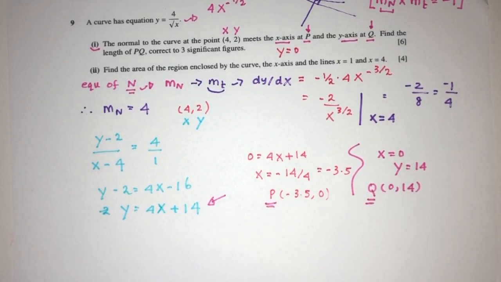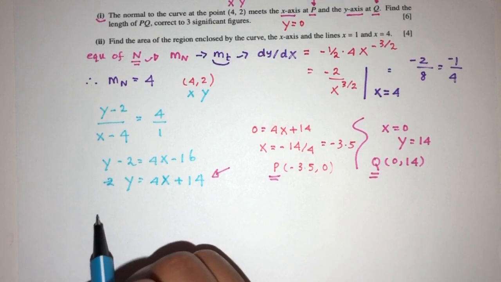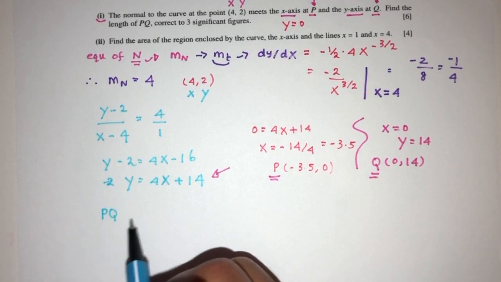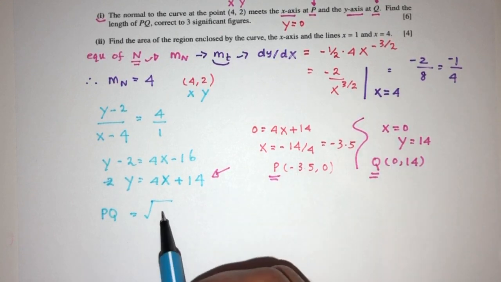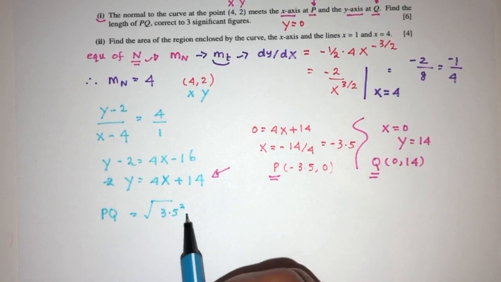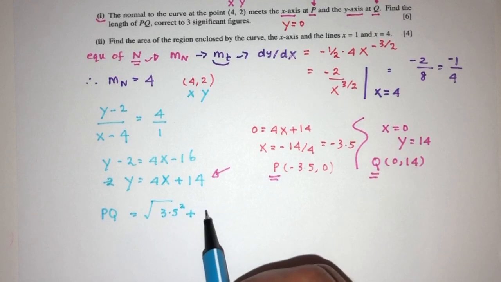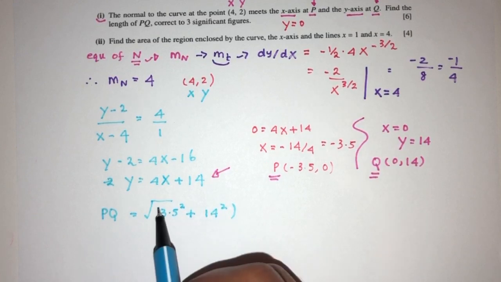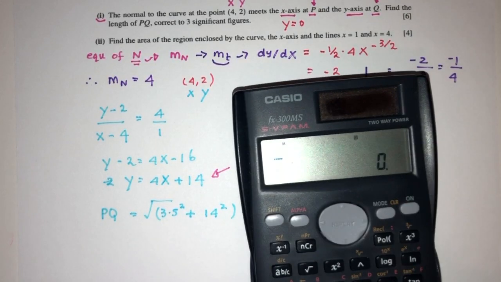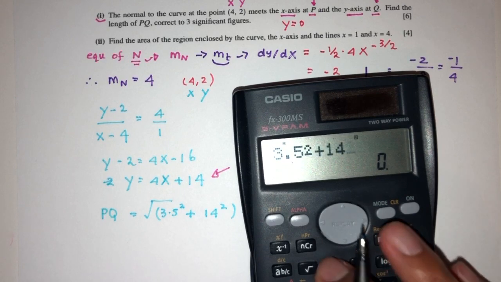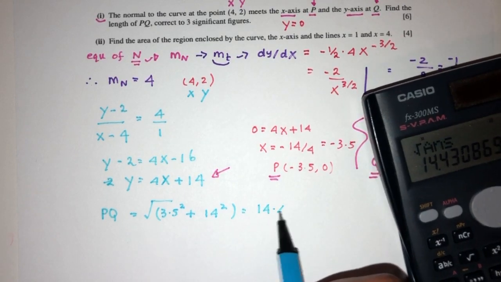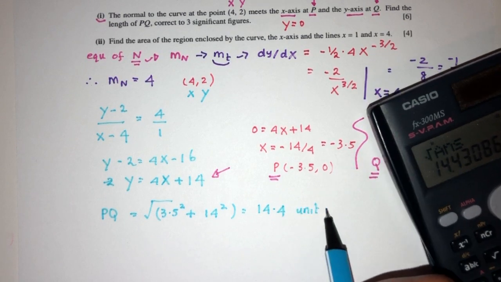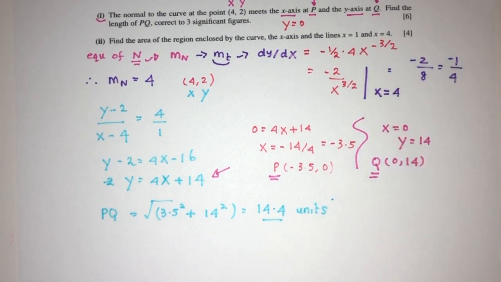Now we have to find the length of PQ. Pretty easy. Just use your formula for that. The length of PQ will be the root of (x2 minus x1), which is 3.5, squared, plus (14 minus 0), which is 14, and we have to square that value as well. That will be 3.5 squared plus 14 squared. The root of that will be 14.4 units, correct to 3 significant figures. That will be question part 1.